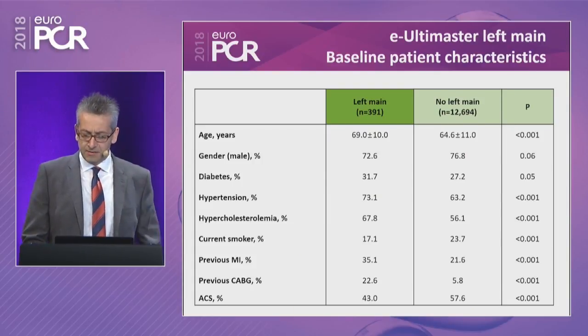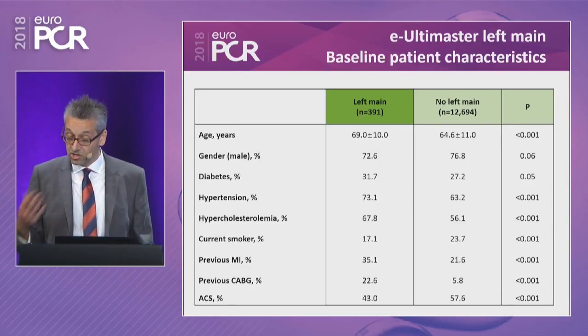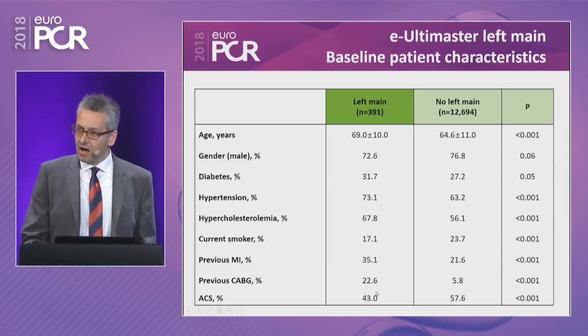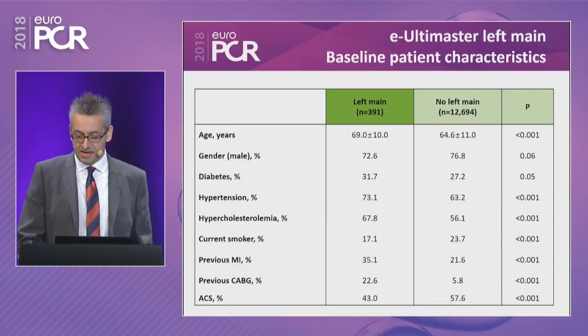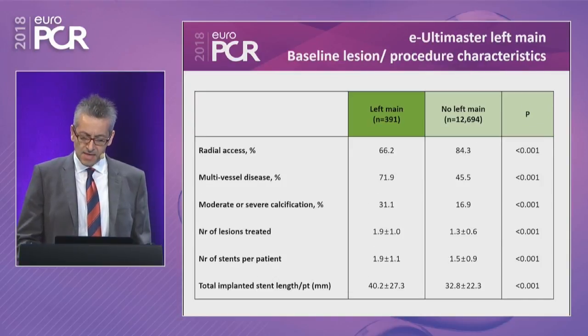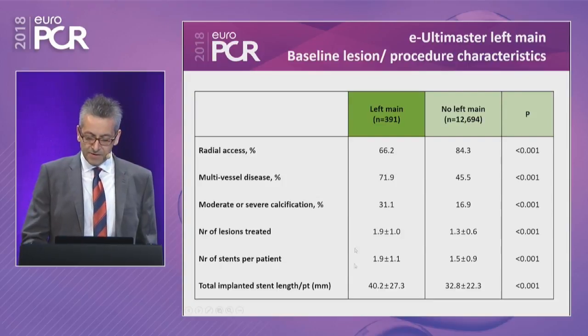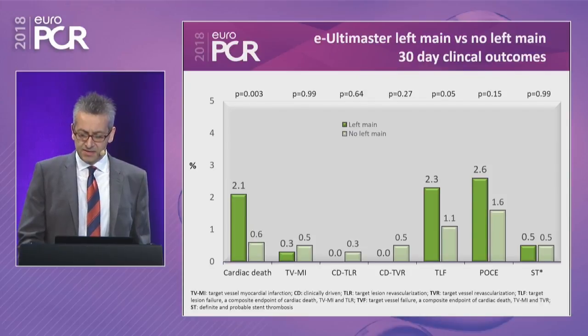These are the characteristics of the patients with left main stem disease in the Ultimaster registry. You can see these patients are much older, much more comorbid, and rather interestingly, nearly half of these patients present with ACS, which is a much higher rate than many of the registries or randomized controlled trials recruiting left main. And again, this slide shows the complexity. Over three quarters of these patients have multivessel disease, a third have severe calcification, with very long stents required to treat these lesions. This is the 30-day data.